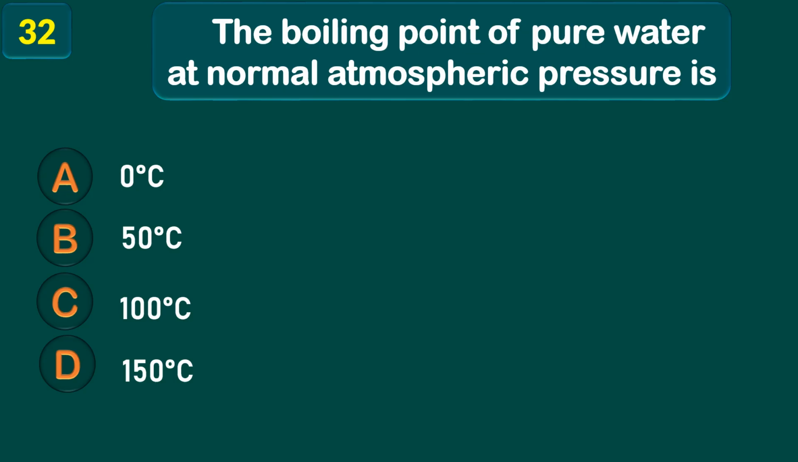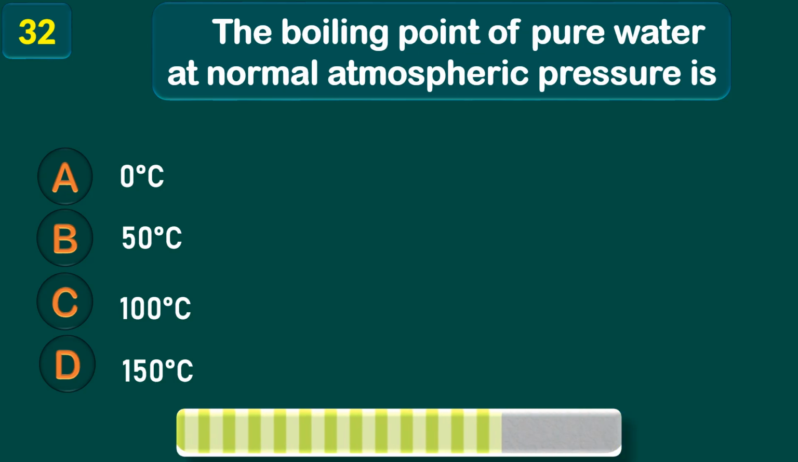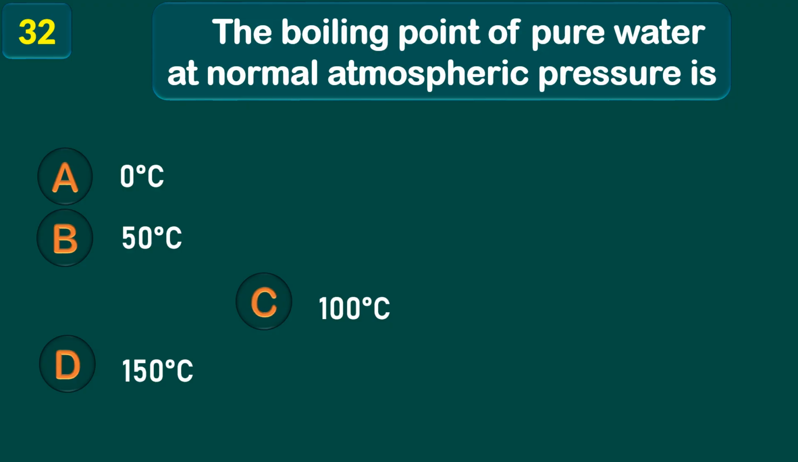The boiling point of pure water at normal atmospheric pressure is A. 0 degrees Celsius, B. 50 degrees Celsius, C. 100 degrees Celsius, D. 150 degrees Celsius. Answer: C. 100 degrees Celsius.